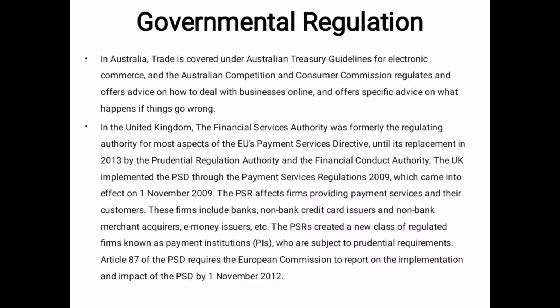Next one, in Australia, trade is covered under the Australian Treasury guidelines for electronic commerce, and the Australian Competition and Consumer Commission regulates and offers advice on how to deal with businesses online and offers specific advice on what happens if things go wrong. So Australia has its own guiding agency.